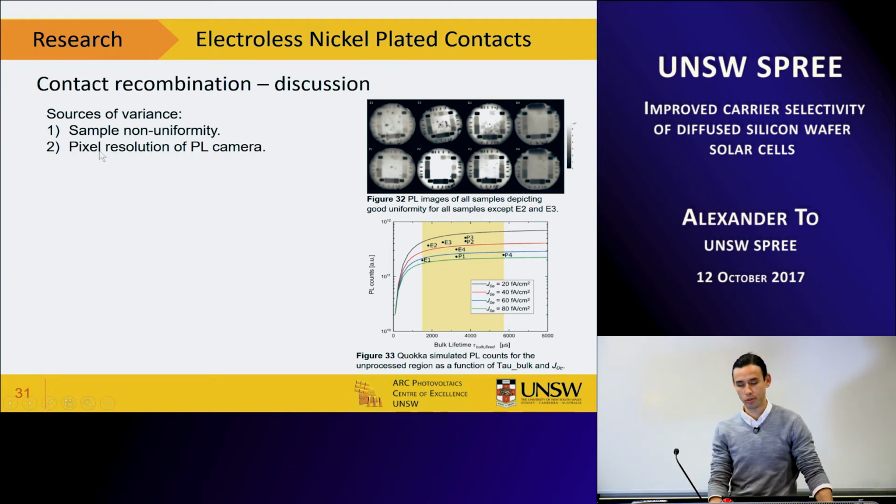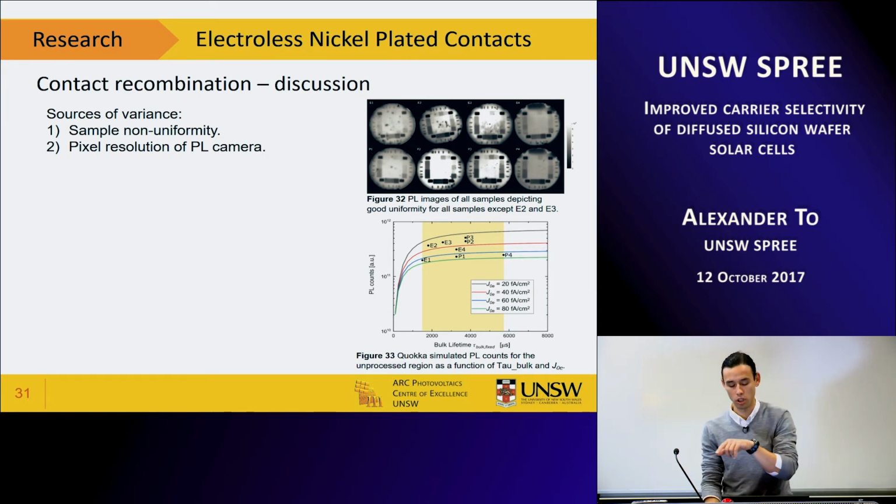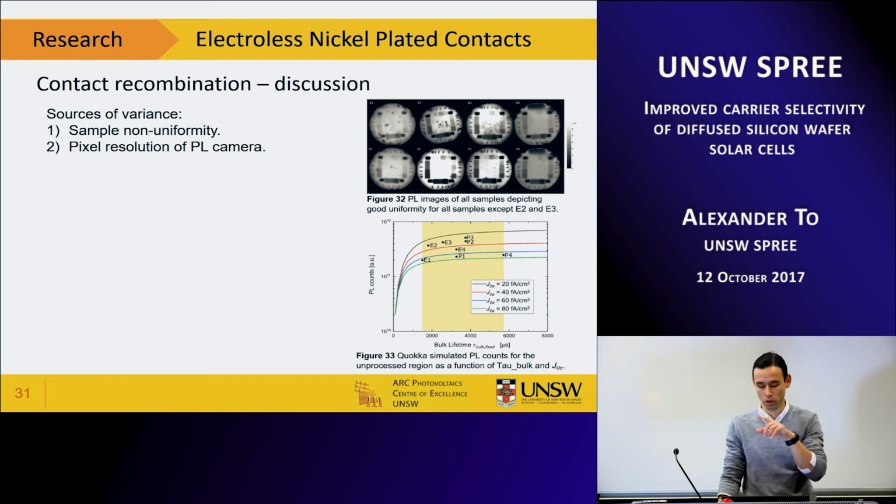The pixel resolution of the PL camera: I think the PL camera upstairs has an area, and you guys in the PL group can probably tell me better, but it's roughly 120 microns per pixel, 120 microns by 120 microns. And so if you have feature sizes smaller than that, there's obviously some aggregation of the signal as detected by the camera, so that may not be able to be resolved in the simulations.